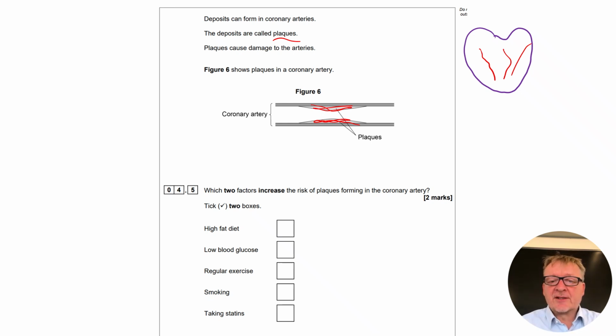Which 2 factors increase the risk of plaque forming in the coronary artery? High fat, without any shadow of a doubt. Blood glucose low? No point. Regular exercise? No. Smoking? Yes. Taking statins reduces the amount of plaque. So high fat diet and smoking.